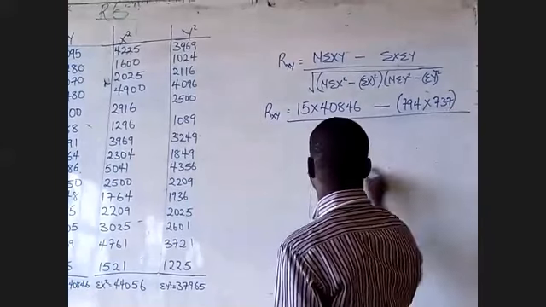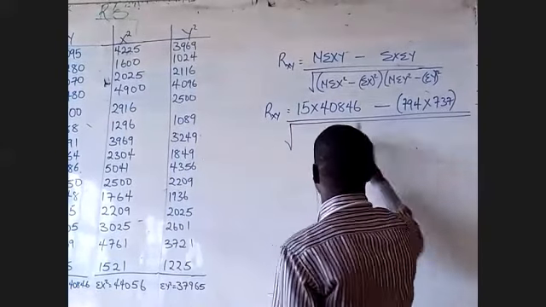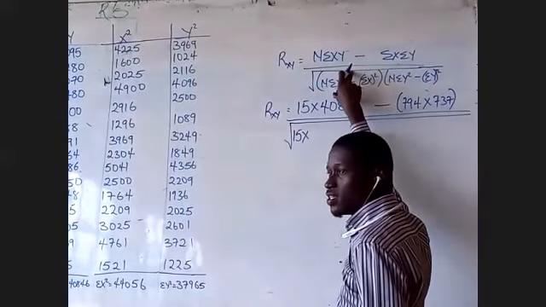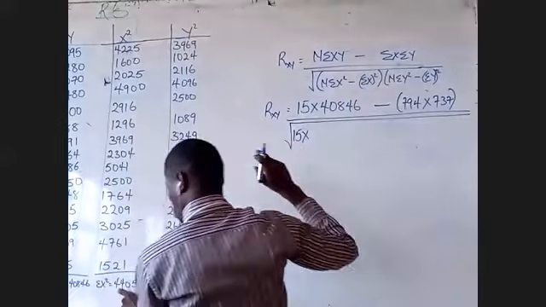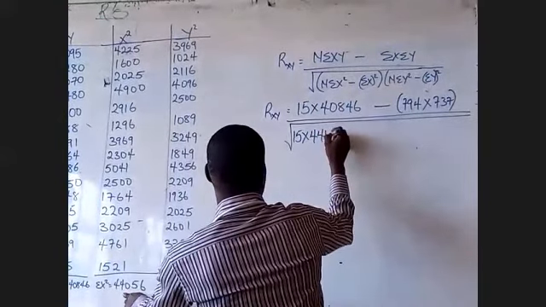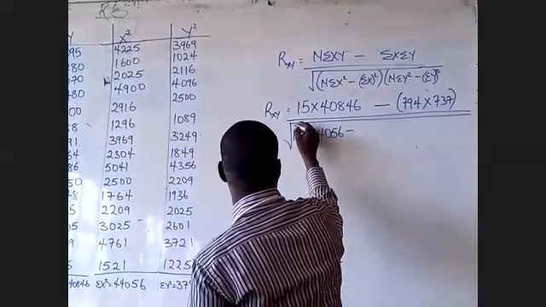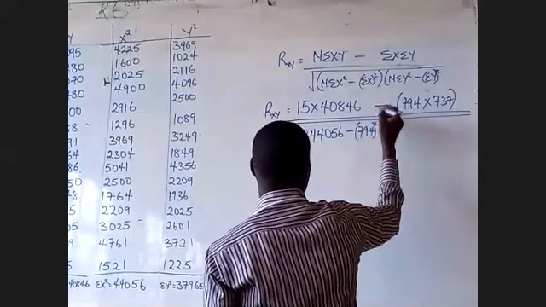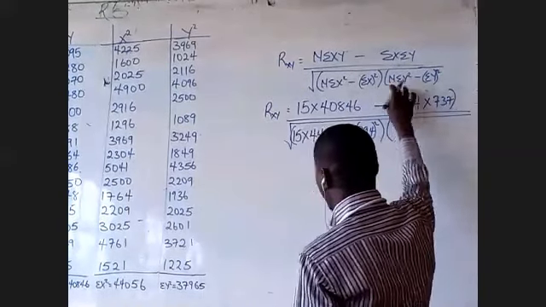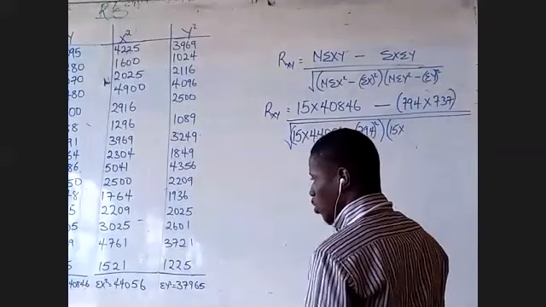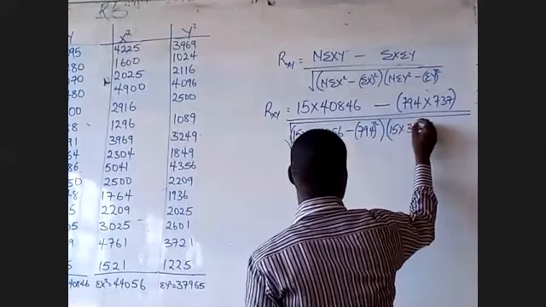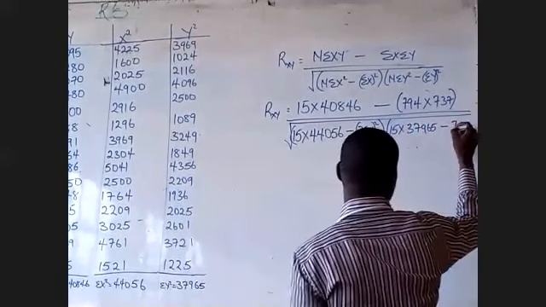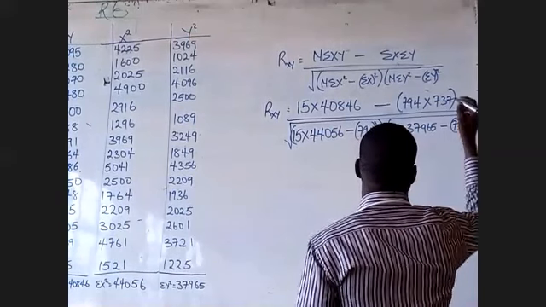Divided by the square root of n, which is 15, multiplied by summation of x squared. You can see there's no bracket there. And this is summation of x squared, 44056, minus summation x, which is 794 squared, right? All this is going to multiply by n summation y squared, which is 37965, minus summation y, which is 737 squared. And this is what we are solving.